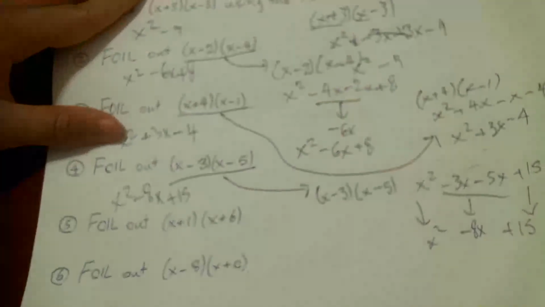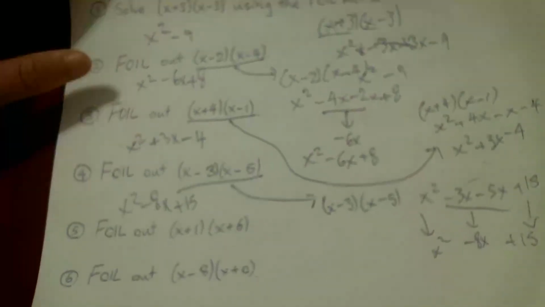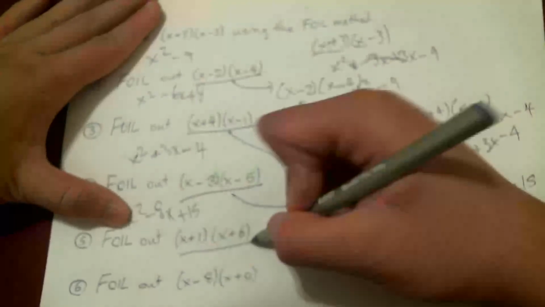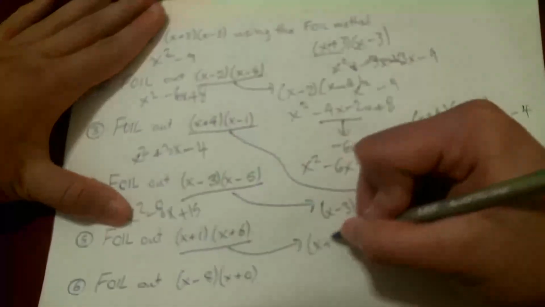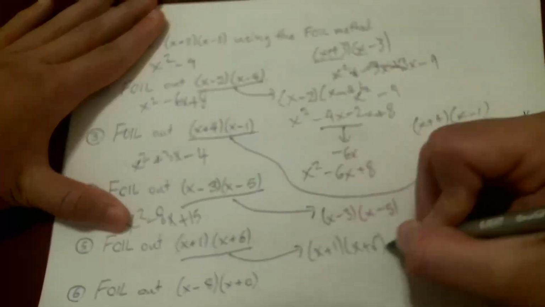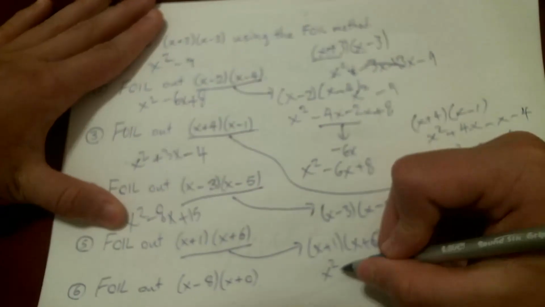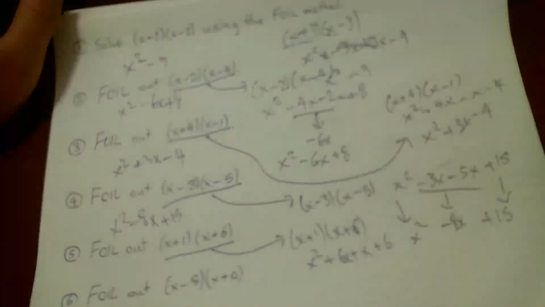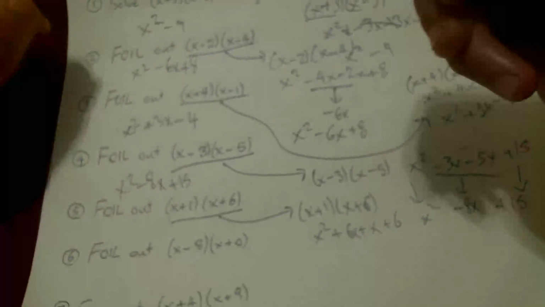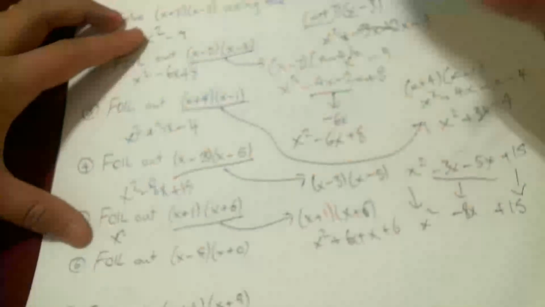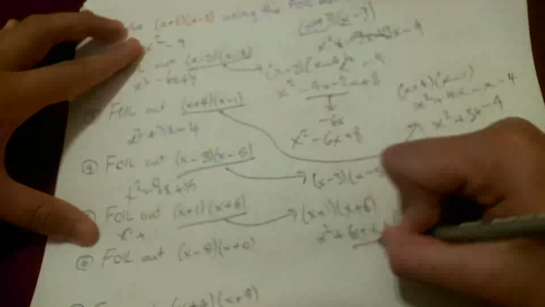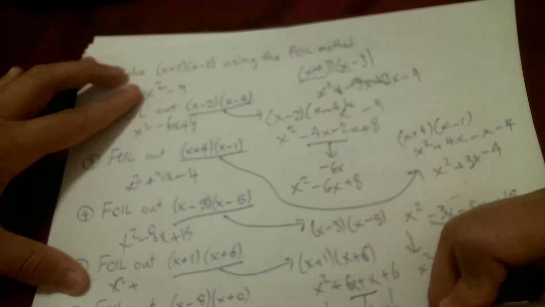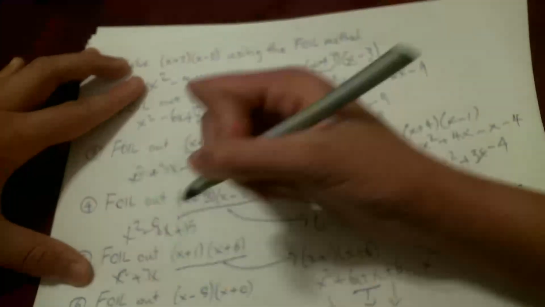Alright, so let's do the fifth one. This one asks to FOIL out x plus 1 times x plus 6. This one is x squared plus 6x plus x plus 6. So then we would have to put that as our answer. So that one is x squared plus, and this we would simplify, 7x plus 6.